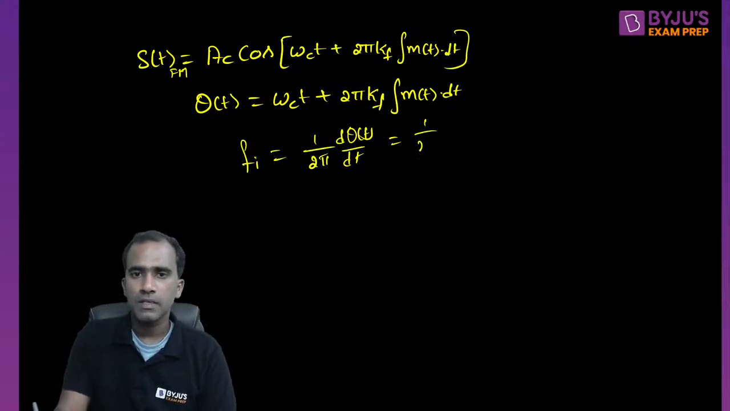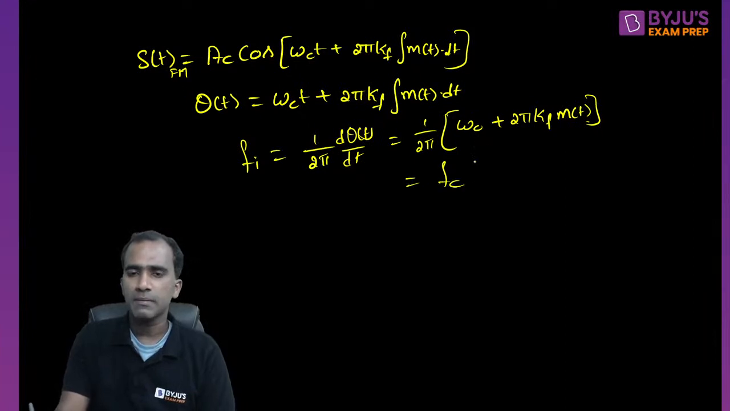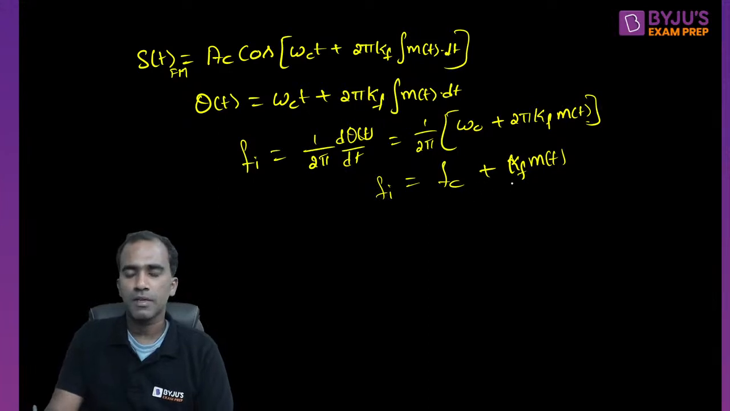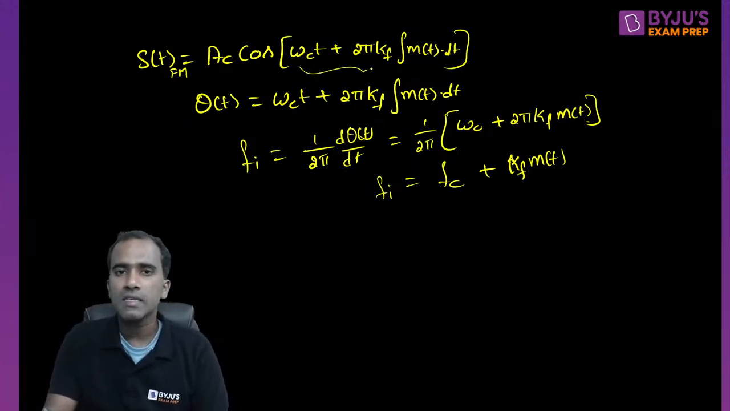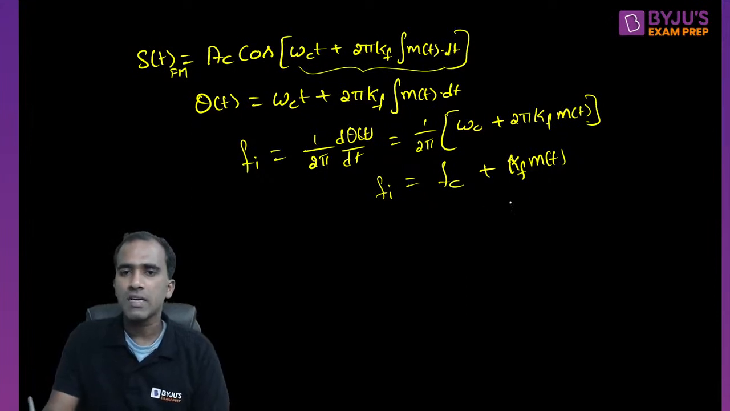So let us apply it. It is 1 by 2 pi times the differentiation of this with respect to t. The differentiation of this part is omega c, plus 2 pi kf times the differentiation of the integral, which is just m of t. This is equal to omega c divided by 2 pi, which is fc, plus 2 pi by 2 pi gets cancelled, kf into m of t. We know this already: fi equals fc plus kf into m of t. How do we get this? Whenever any angle is given, just differentiate the angle and divide by 2 pi, and you will get the instantaneous frequency.